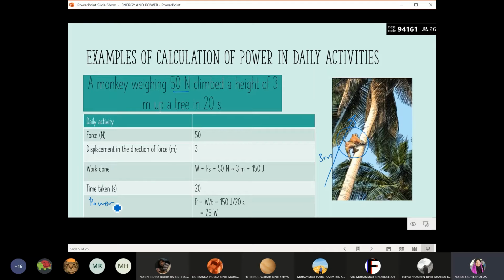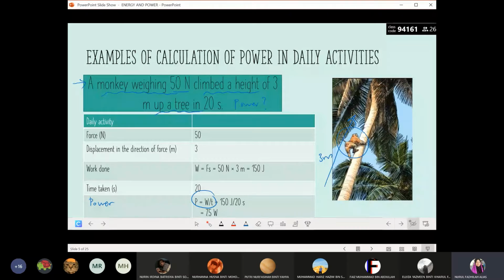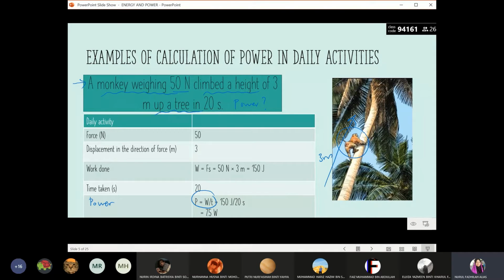So first, you have to analyze the question. The question wants the power. So what is the formula? The formula for power is work done over time. But do you know the work done? Is there anything about the work done given? No. Because there is no statement about the work done, you have to find out the work done.